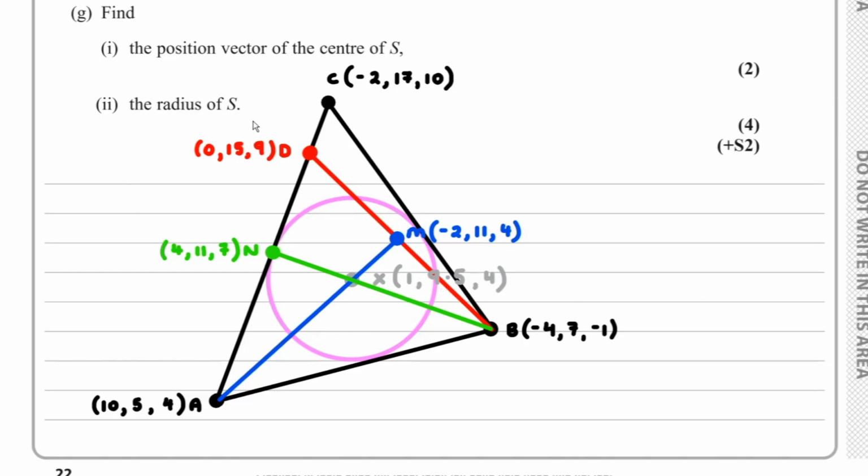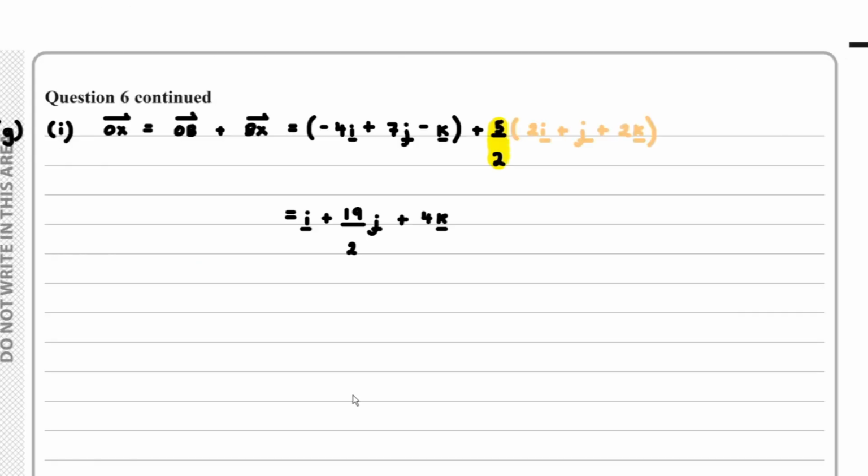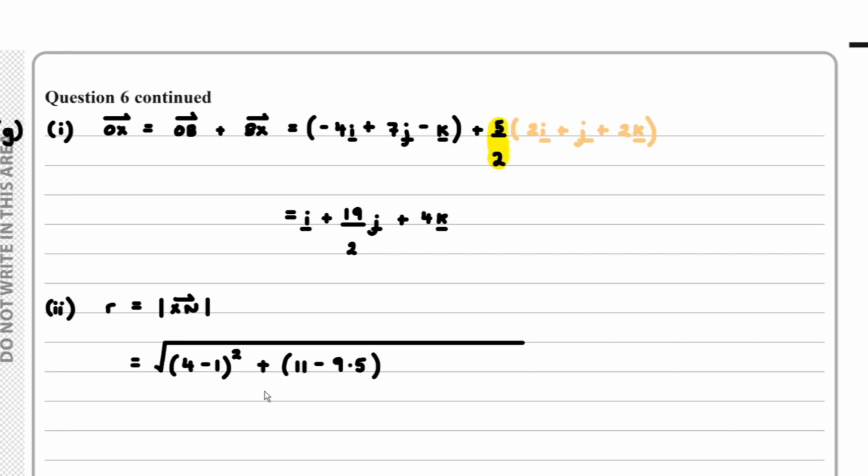We now have to find the radius of S. Now we've got the centre, we've got a point which lies on the circumference, that's the point N. We can find this radius by using Pythagoras. So I've got the radius, which is equal to the magnitude of the vector XN. So I've got 4 take away 1 squared plus 11 take away 9.5 squared plus 7 take away 4 squared, which is equal to 4.5. So my radius is 4.5.